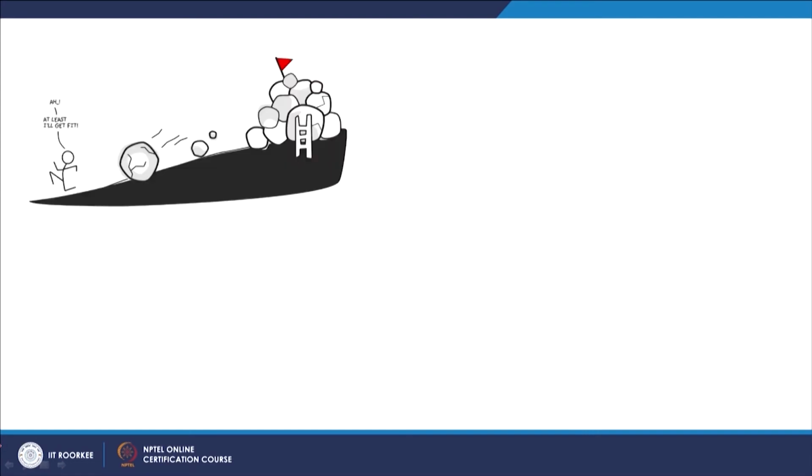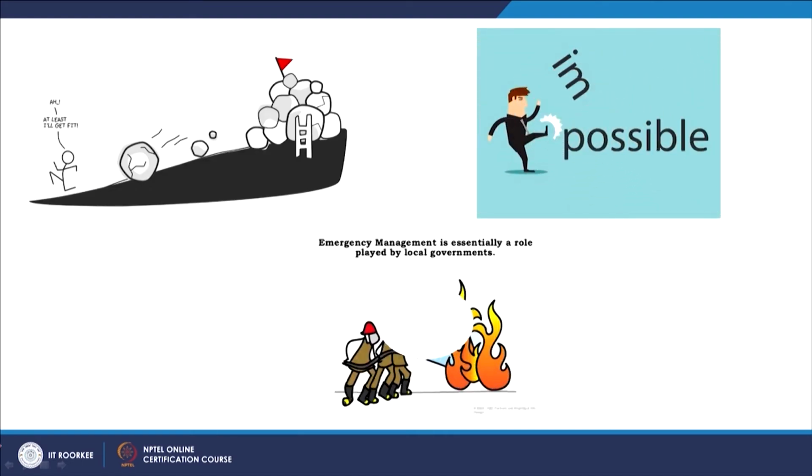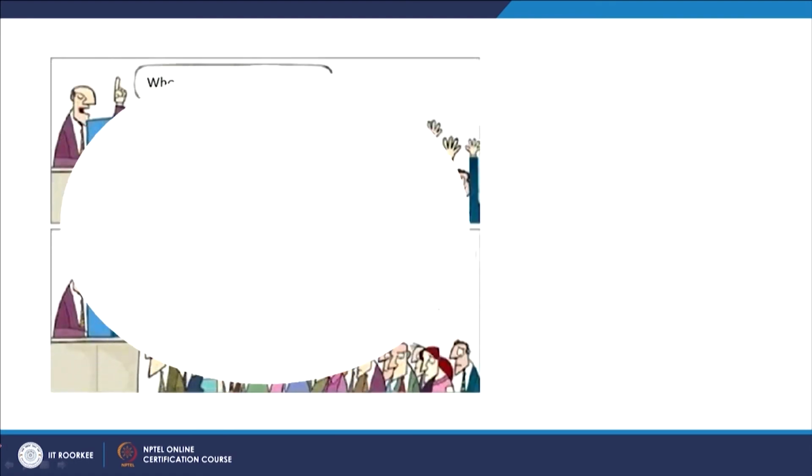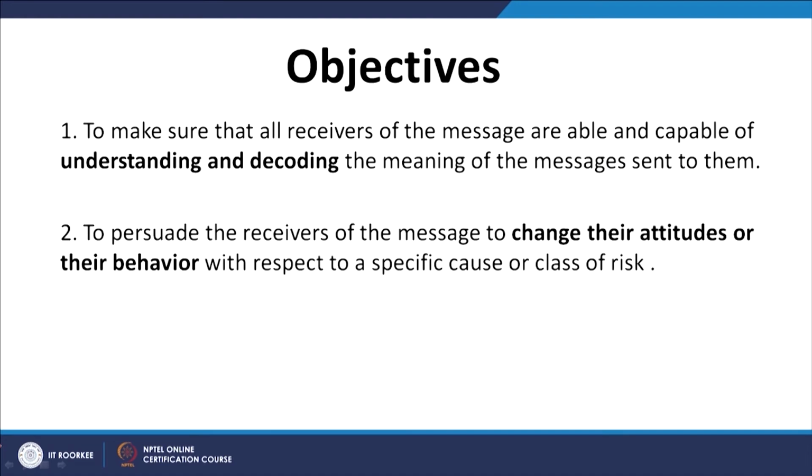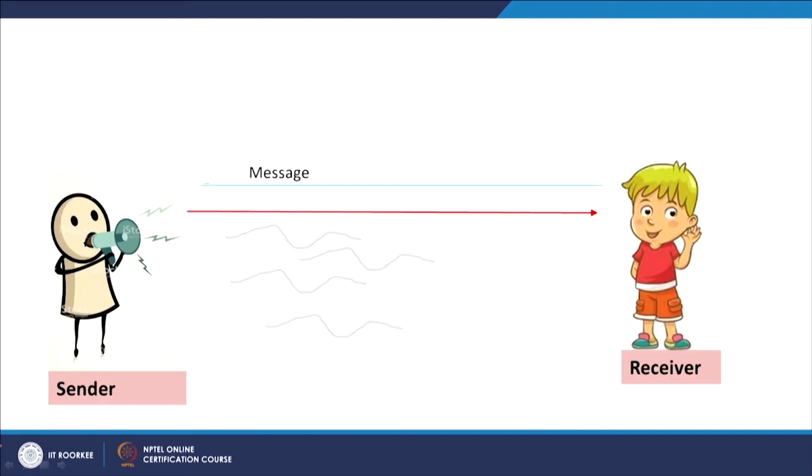And the second objective is that when the sender wants to send the receiver some message about a particular risk or some preparedness message, he wants to change the attitude of the person. Okay, changing attitude is one of the critical components of risk communication. So the sender, when sending the information, wants to change the mind of the receiver, to persuade the receivers of the message to change their attitude and their behavior with respect to a specific cause or class of risk.